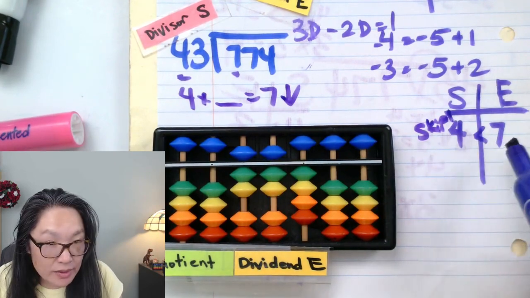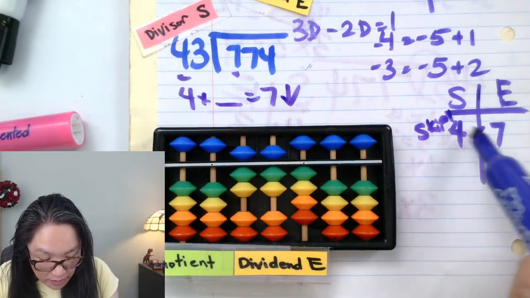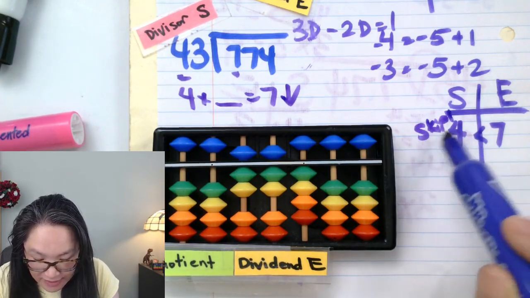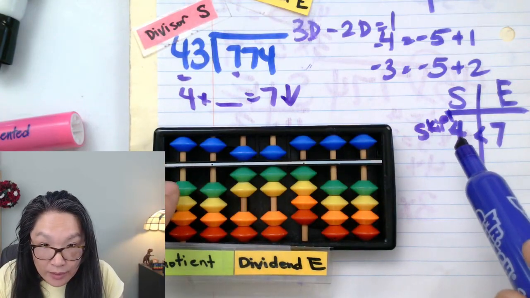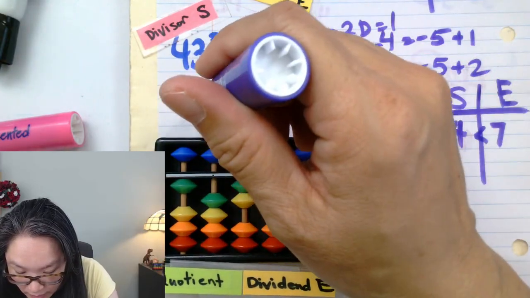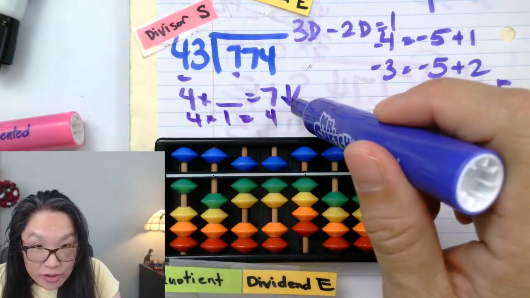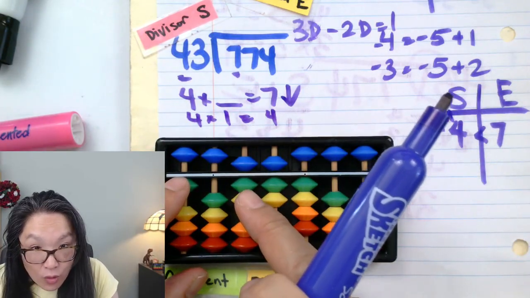This is what that means. Remember that, Dean? If the dividend is bigger than the divisor, I have to skip one column. So I'm going to skip this column and go over here. I'm going to add my 1 because 4 times 1 is equal to 4. 4 is a single digit, so I'm going to just take away 4, take away 4.